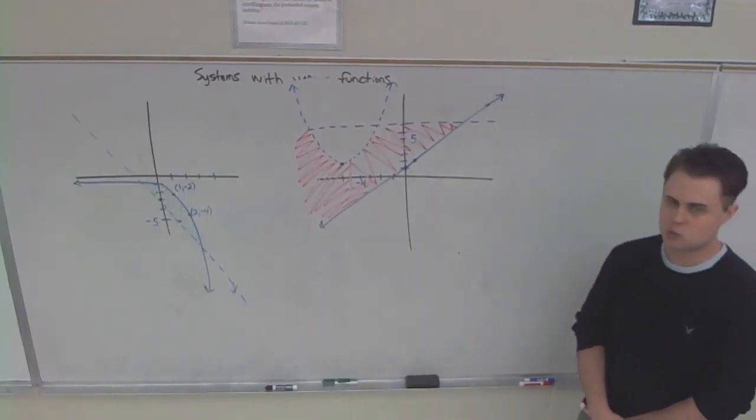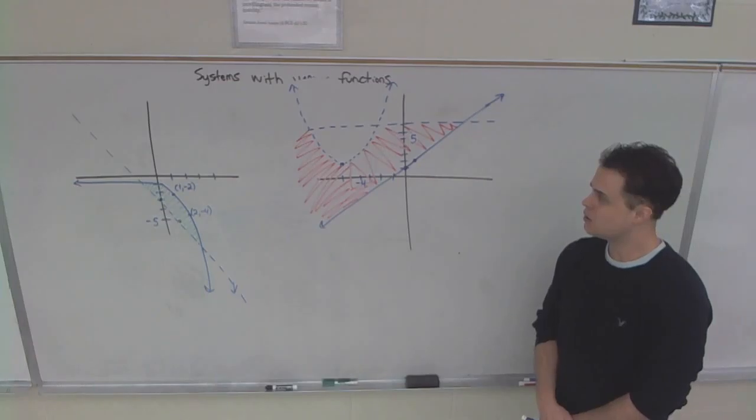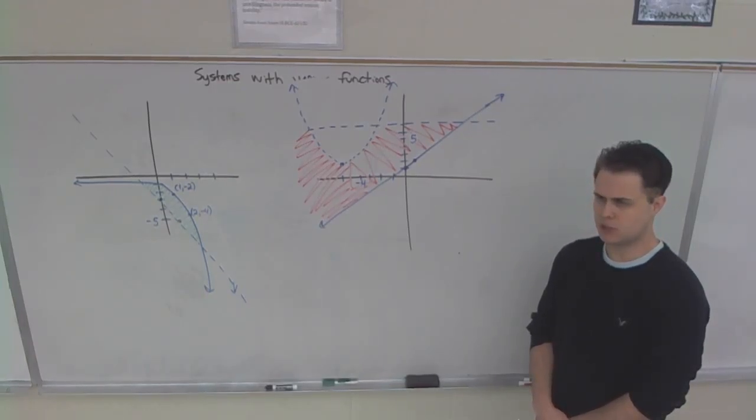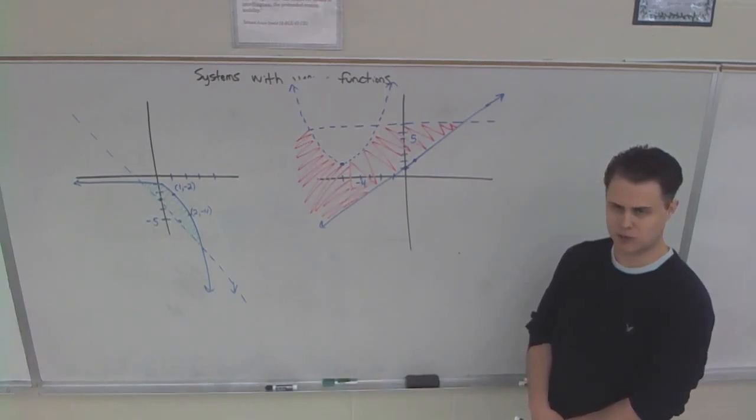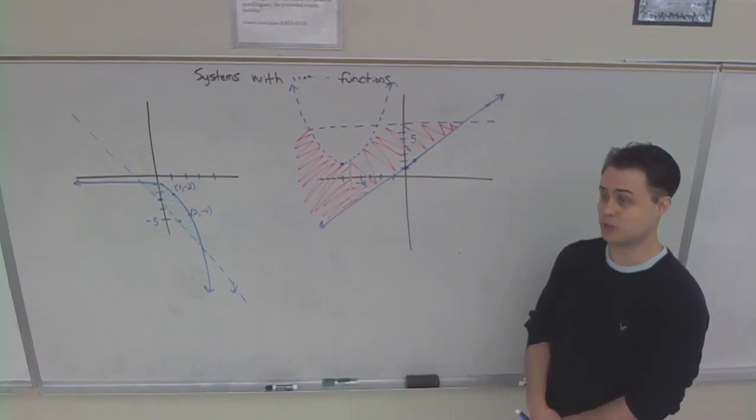All right, so this one says do the reverse. You're given the picture, write down the system representing that picture. So how many pieces, how many inequalities should be in our system for the first one, guys? 2, right? One of the pieces will be a line, the dashed one, right? And the other piece will be parabola or exponential? Exponential, it doesn't look like a parabola.